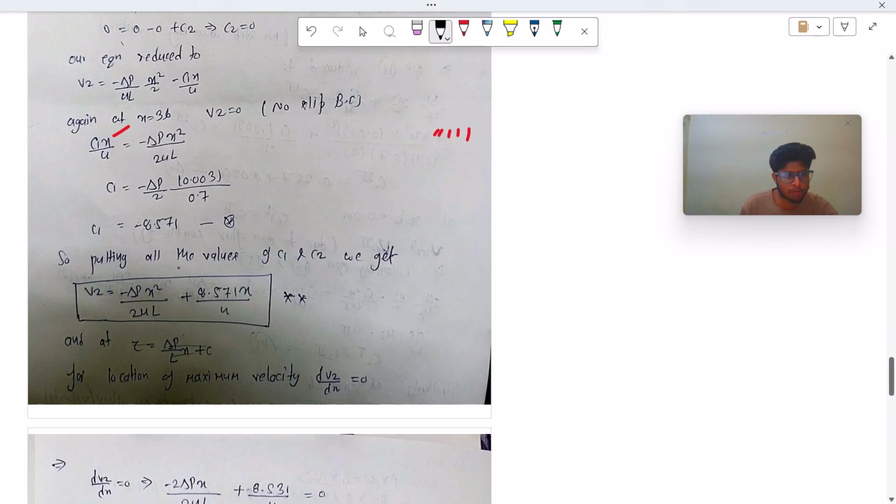So putting the values of C1 and C2 in equation 21, we get our velocity equation as vz equal to minus delta p x square upon 2 mu l plus 8.571 into x upon mu.